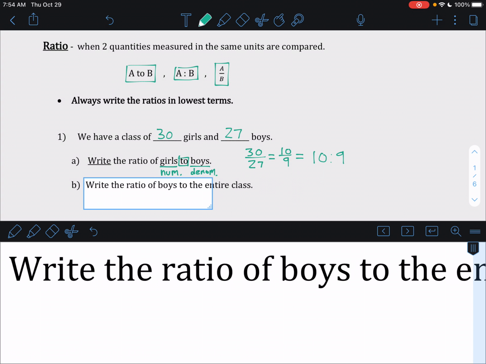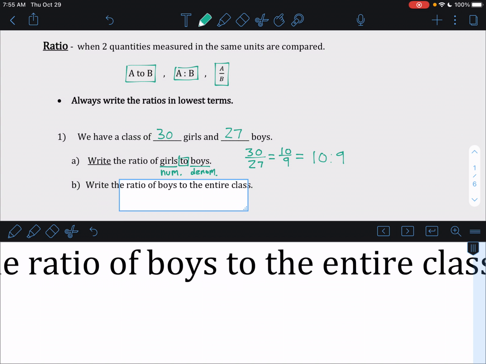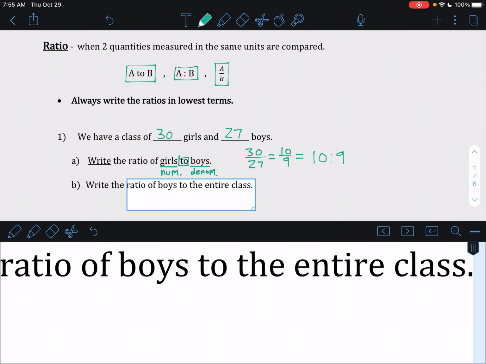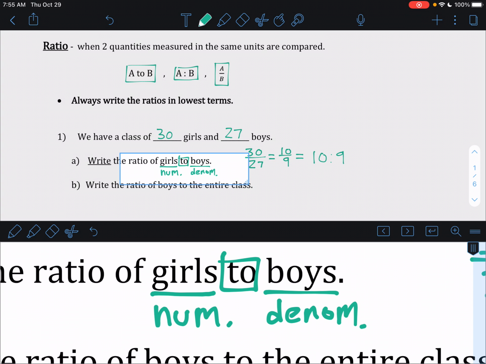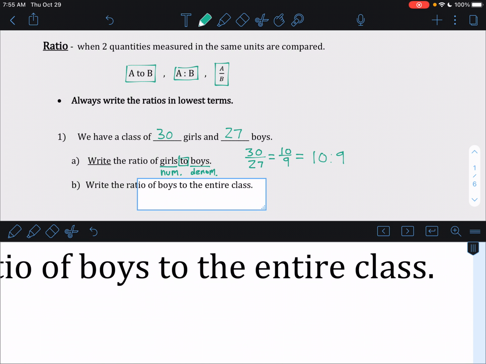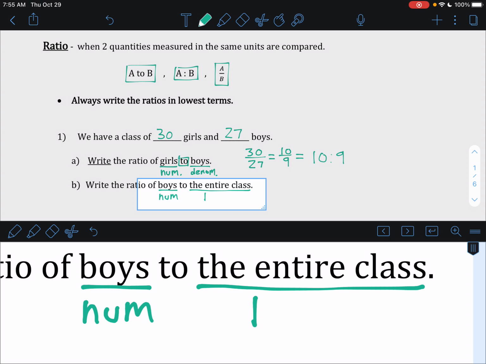And another type of problem we might see is something like this, where it says write the ratio of boys to the entire class. So the last one was girls to boys. This one is boys to the entire class. So my boys are going to be my numerator, and the entire class is going to be my denominator. And this 2, as always, is my fraction bar.